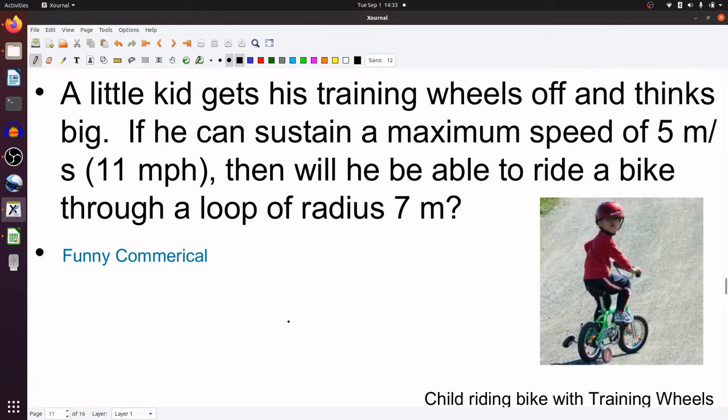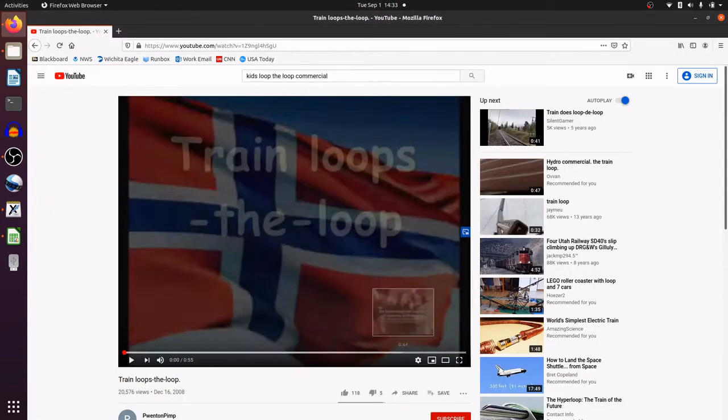Okay. This problem is one of the more fun implications of circular motion. It's basically looping the loop. I don't really have a good way of, I'll try to draw it out, but there was this commercial I saw over 10 years ago that has to do with looping the loop. So I'll show you that, to give you an idea of what that actually is if you're not sure.